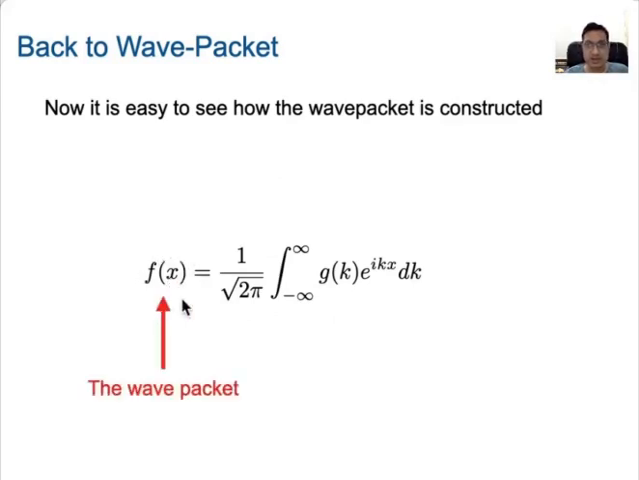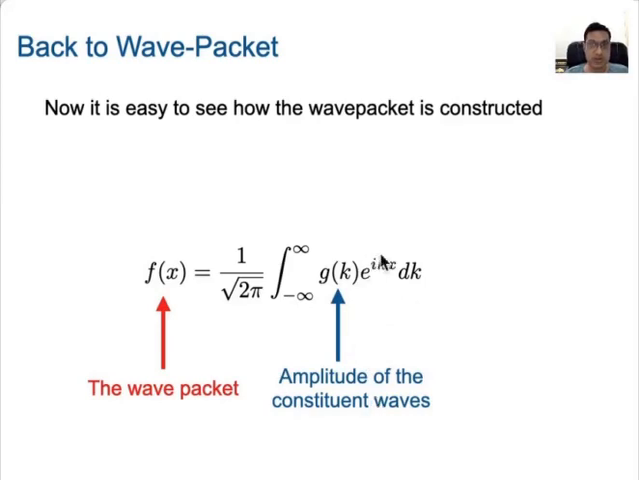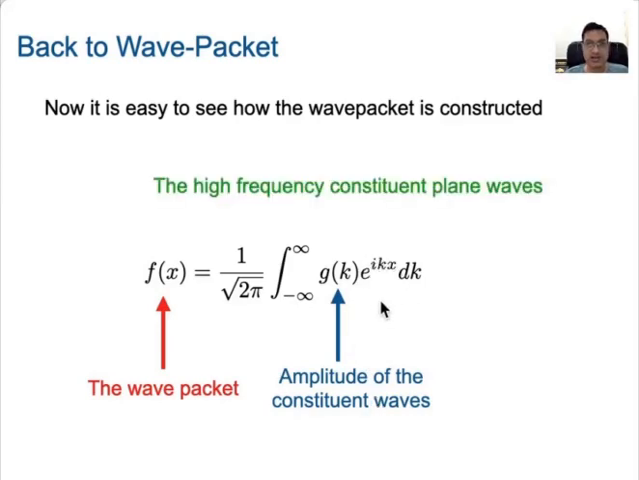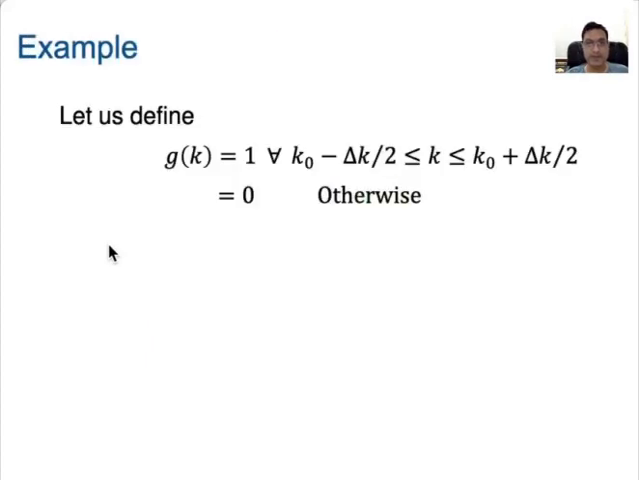So let's say this is your resultant wave packet. This becomes like the constituents of the wave packet, these are the waves. This is the amplitude of your constituent wave, because this is your plane wave e to the power ikx, and this is the component which we call the high frequency constituent plane waves. This is how we can visualize the wave packet in terms of this Fourier integral. Let's do the first example and see what we are going to learn, and this will set the stage for the next class.